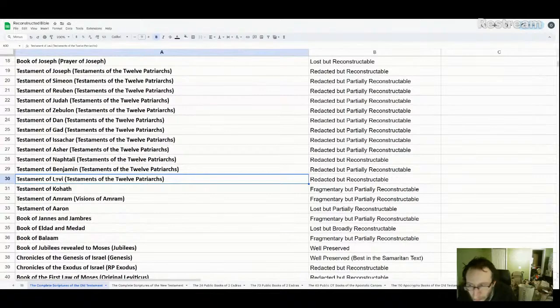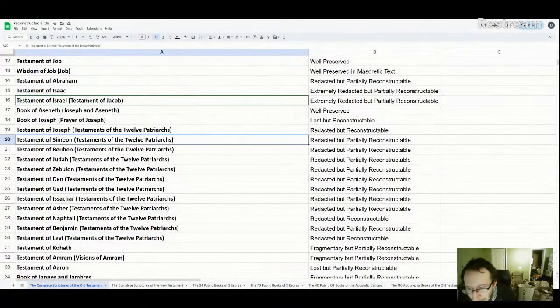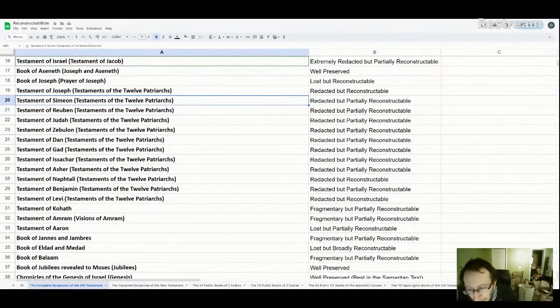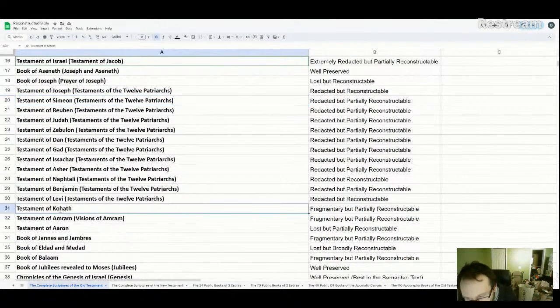So we have the Testaments of the Patriarchs, and immediately following the Testament of Levi, the last Testament of the Patriarchs, it goes into the Testaments of the Levitical high priests. So the Testament of Kohath. We actually have fragments of the Testament of Kohath from the Dead Sea Scrolls. And Testament of Amram, we have fragments of it.